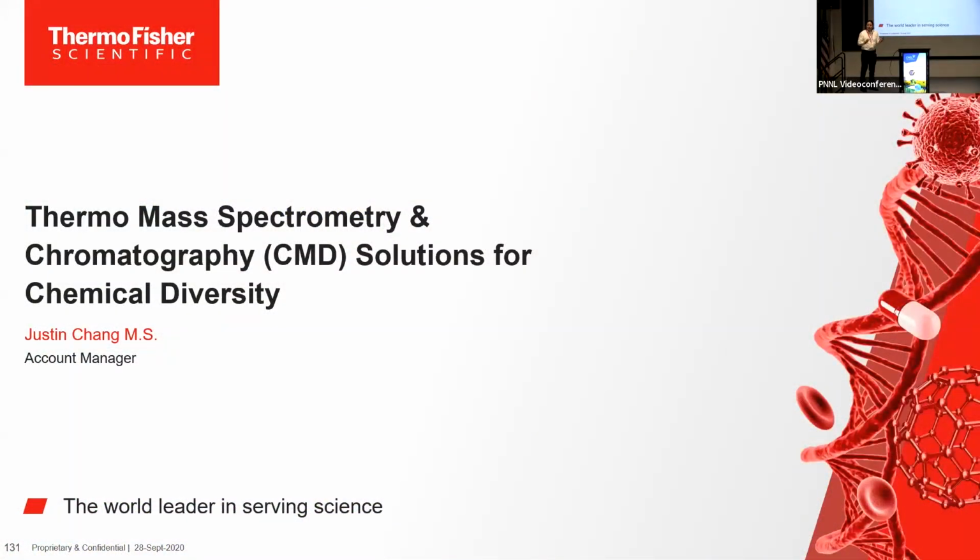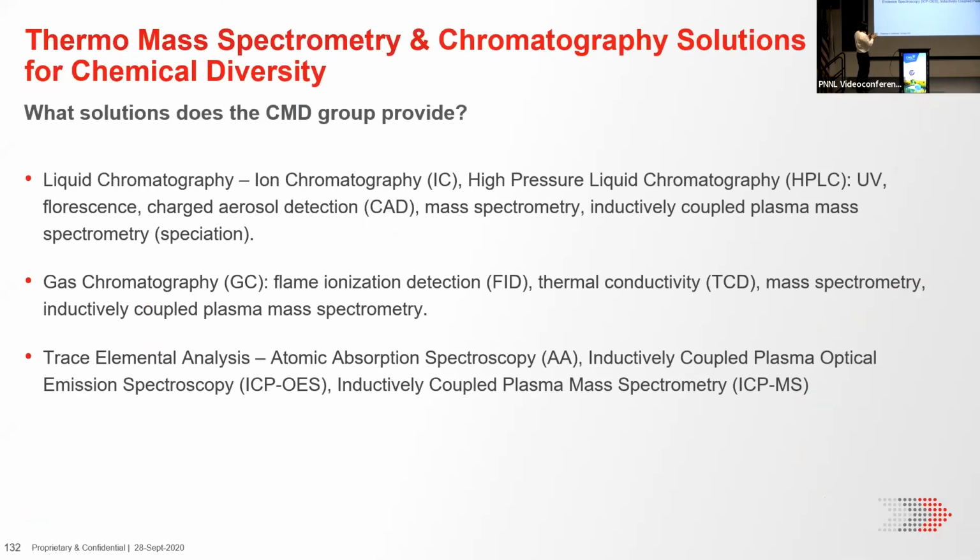Just wanted to go over a little bit of what we do within my division, which is the chromatography and mass spectrometry division, as it applies to solutions for chemical diversity. So we sell liquid chromatography and gas chromatography instruments, if you want to divide the two, in addition to trace elemental analysis instruments. When we're talking about liquid chromatography, we have ion chromatography, HPLC, different types of detection, UV, fluorescence, charged aerosol detection, as well as mass spectrometry and inductively coupled plasma mass spectrometry, or ICP-MS. On the gas chromatography side, similar detection, as well as trace elemental analysis.